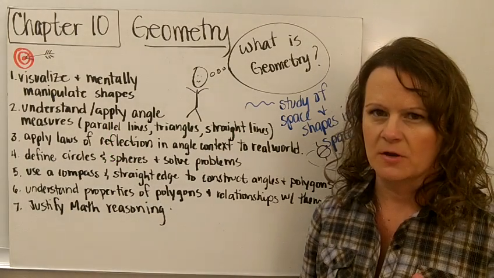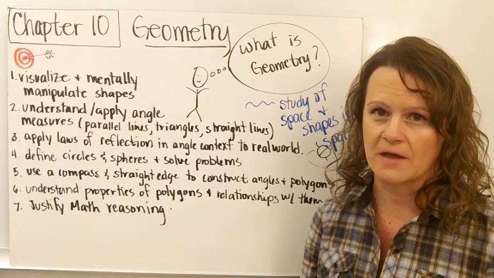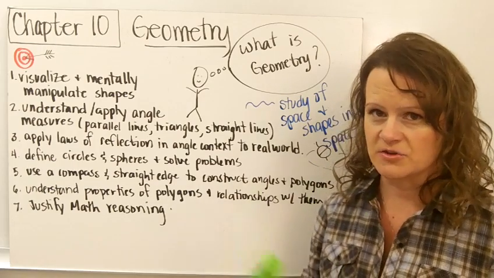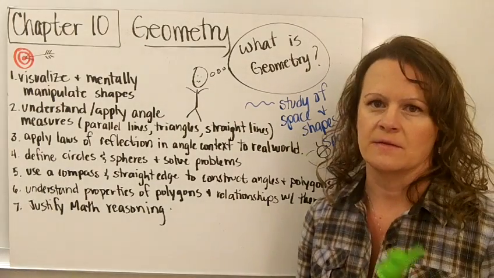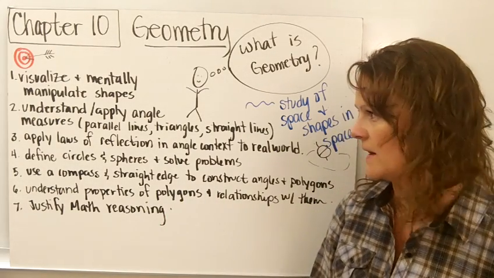We talked about understanding and applying angle measures. We talked about that through the parallel postulate, talking about parallel lines, through triangles and how triangles have 180 degrees and how we can prove that, the internal angle sum, and also straight lines and why we know and how we know that straight lines have an angle degree of 180 degrees.